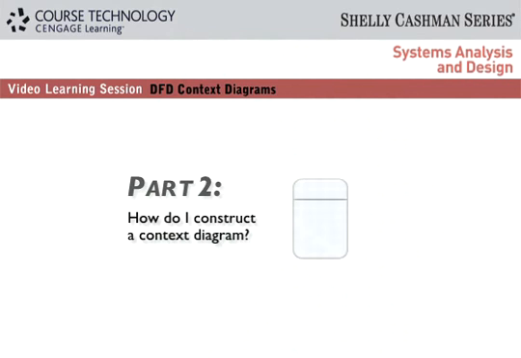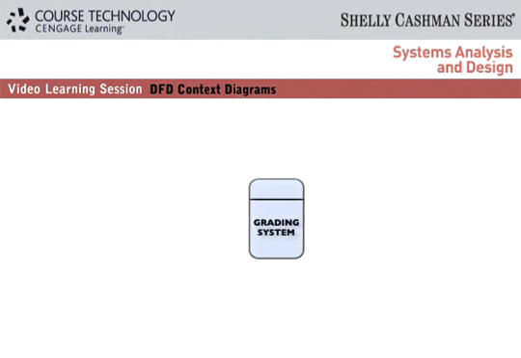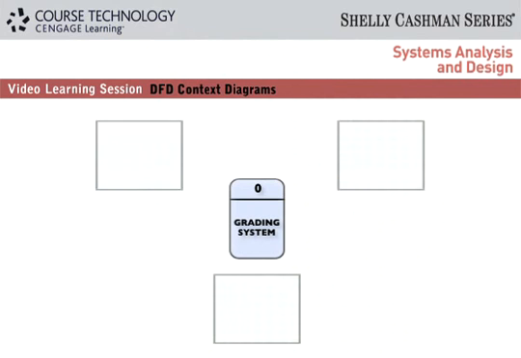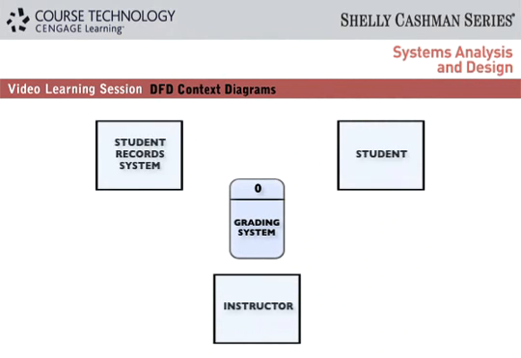First, place a single process symbol in the center of the page. This symbol represents the entire system, so we identify it with the number 0. Next, place the 3 entities on the page and arrange them as needed. The boxes can be either shaded or unshaded. Now, with the entities in place, we're ready for the data flows.